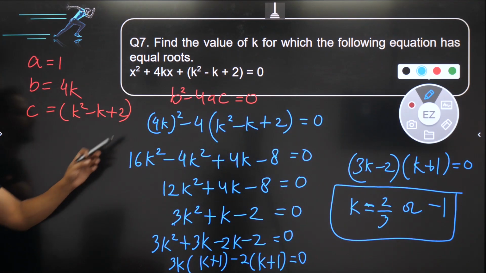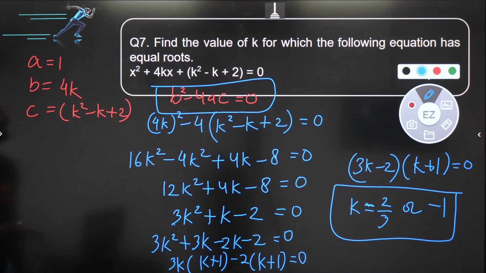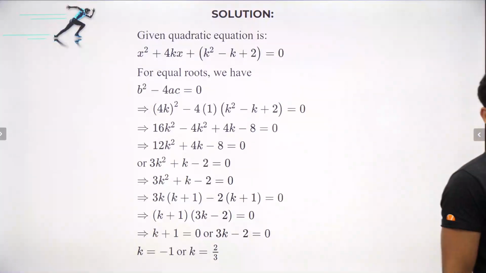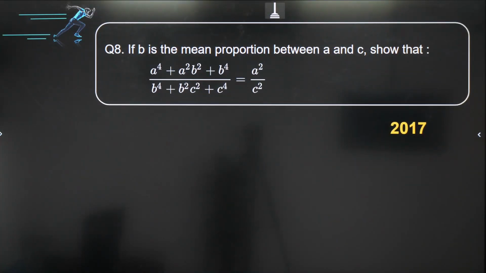Okay. So the main part is what? b square minus 4ac, we have to make it 0 because they are asking for equal roots. If you know this condition, after that it is just the solution part which you can do very quickly. Okay, let's move to the next question.